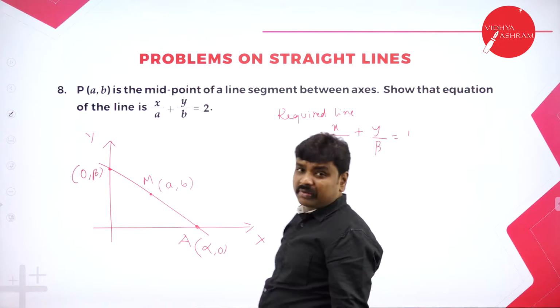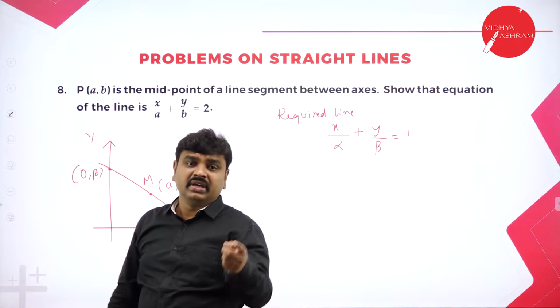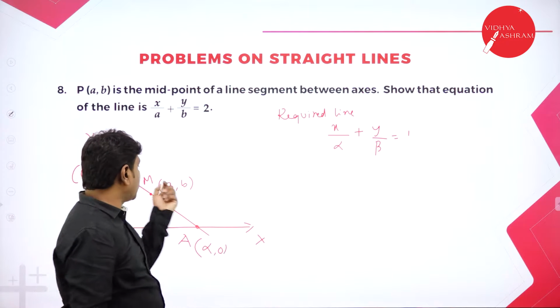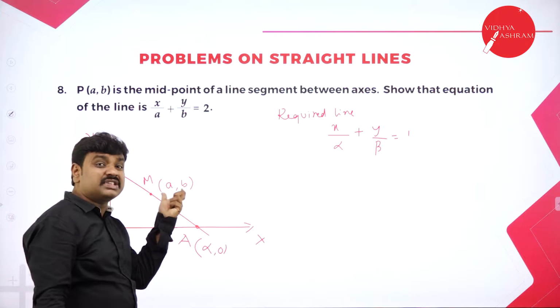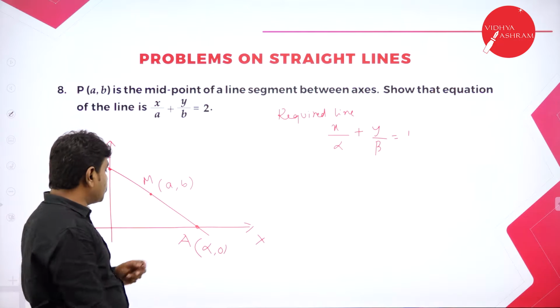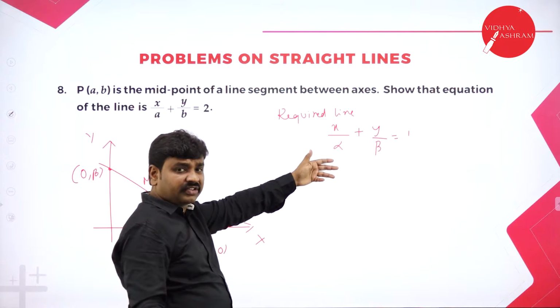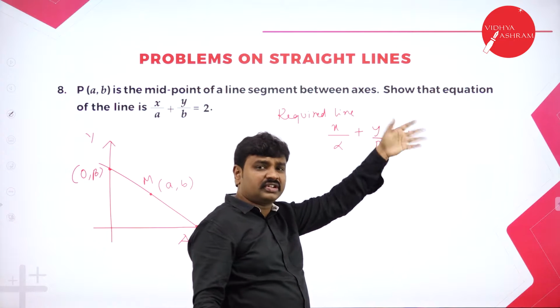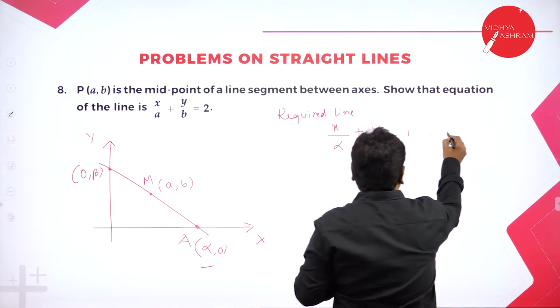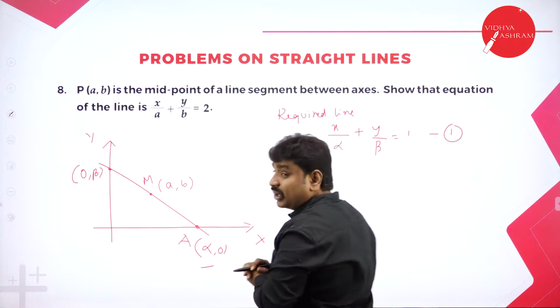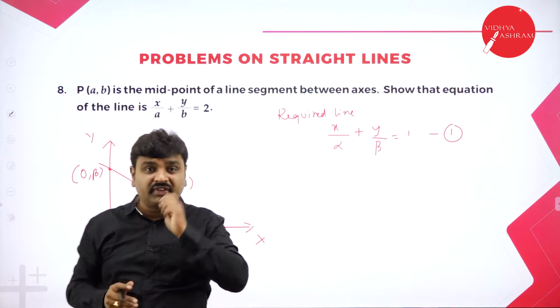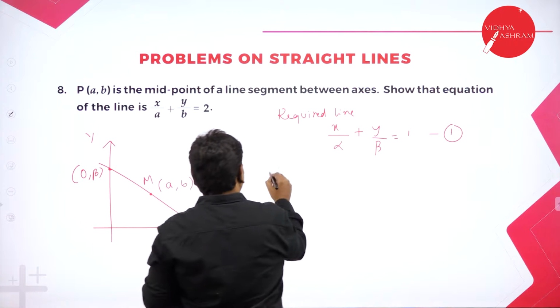I'm using intercept form of line. What is intercept form of line? X by a plus y by b equal to 1. But here I can't use a and b because already told a, b is the midpoint. It's not intercept. So I'm assuming intercept as alpha beta. So by intercept form of line, x by x-intercept plus y by y-intercept equal to 1. This is our line. But we need to find alpha beta. We need to find the value of what? Alpha beta.